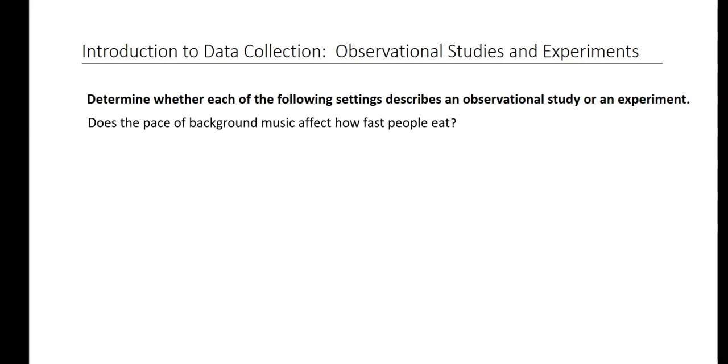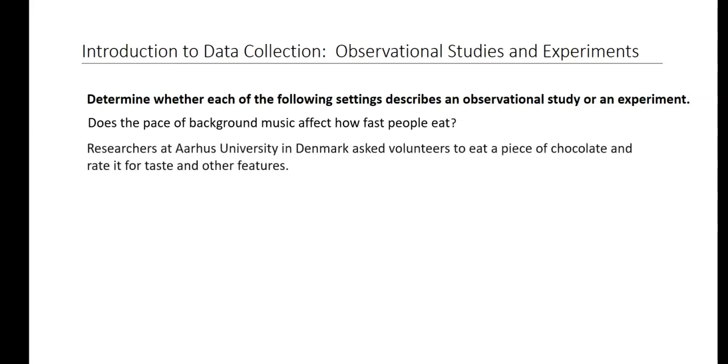Does the pace of background music affect how fast people eat? Oh, I think it might actually. Okay, so what's the question? Is it an observational study or an experiment? Here they are imposing some kind of treatment, I think, right? The treatment is different kinds of music. Maybe one group gets the slow music, one group gets the fast music, and we see what happens. It goes on to say researchers at this university asked volunteers to eat a piece of chocolate and rate it for taste and other features. Again, that's got a treatment to it, right?